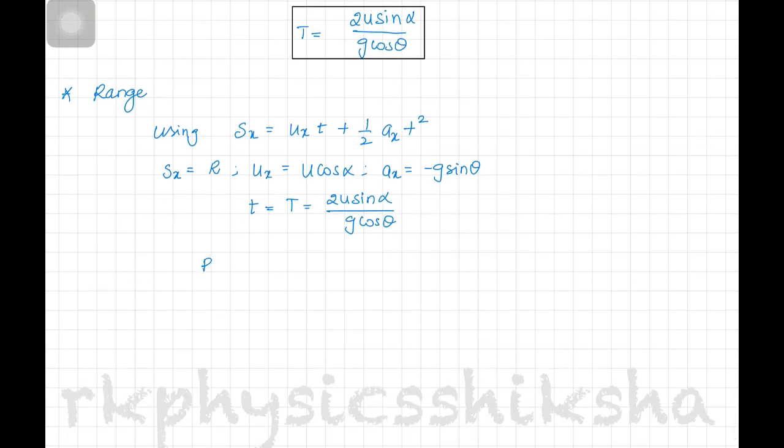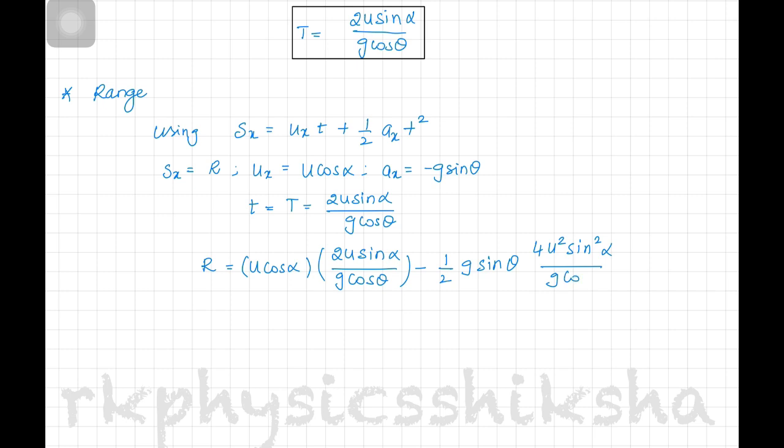Substituting these values in the above equation, I get r is equal to ux, which is u cos alpha, into time of flight, which is 2u sine alpha divided by g cos theta, minus half into g sine theta into 4u square sine square alpha divided by g square cos square theta.